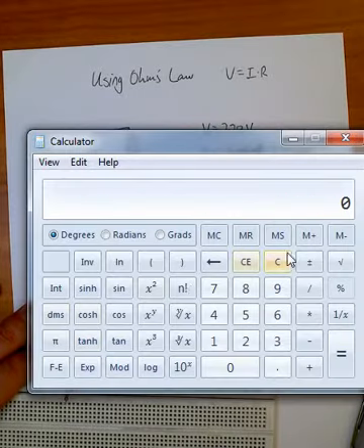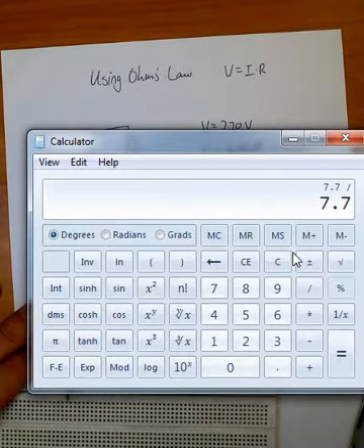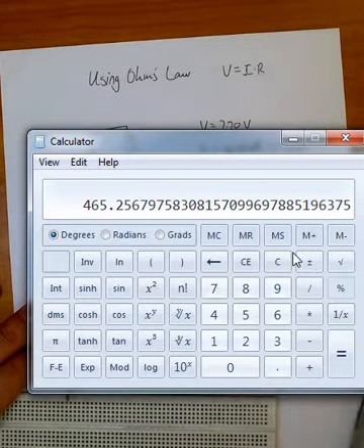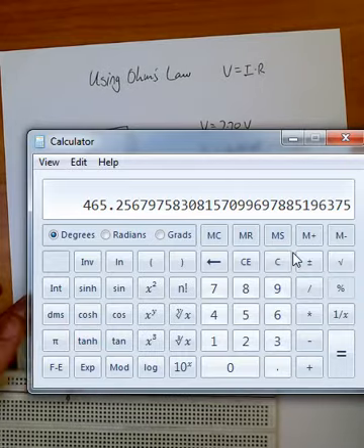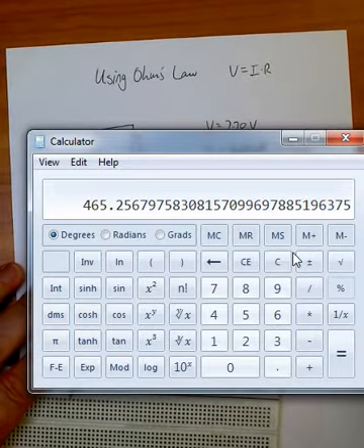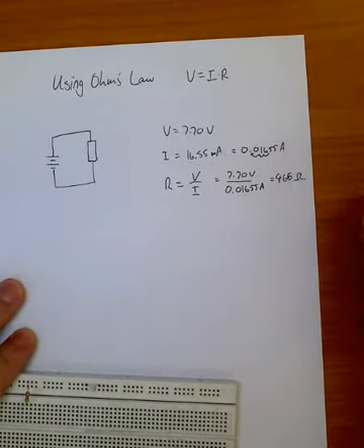Now I'm going to switch to my calculator here. 7.70 divided by 0.01655 equals 465. I'm just going to round it to the nearest whole ohm. Okay, so 465.2 or 0.25 is closer to 465 than 466, so I'm going to leave it at 465 ohms. So I've got 465 ohms as my calculated resistance.